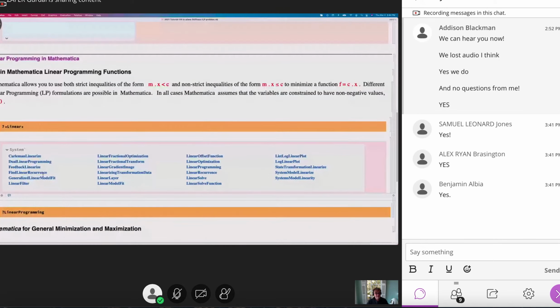Find linear recurrence, generalized linear model fit, linear filter, linear fractional optimization. Aha, this also I didn't know existed. Well, these are all for me to look at afterwards. This is one thing about Mathematica. I think they make improvements. And the email that I sent to Wolfram, that I just got a response, I asked them why binary was not used, and they're saying use Boolean instead of binary, which you can, but that wasn't the point. Linear model fits, linear optimization, linear programming, linear solve, log linear plot, all kinds of other things.